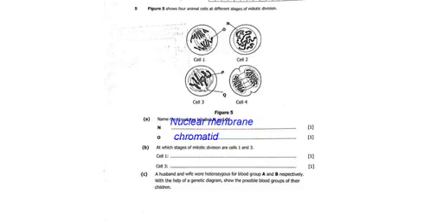Now we move on to question B. At which stages of mitotic division are cells 1 and 3? So they want you to identify the stage of mitotic division at which cell 1 and 3 are. Okay, so cell 1 is at anaphase stage. That's where we can see that the chromosomes are dividing there. Then cell 3 is at metaphase stage.